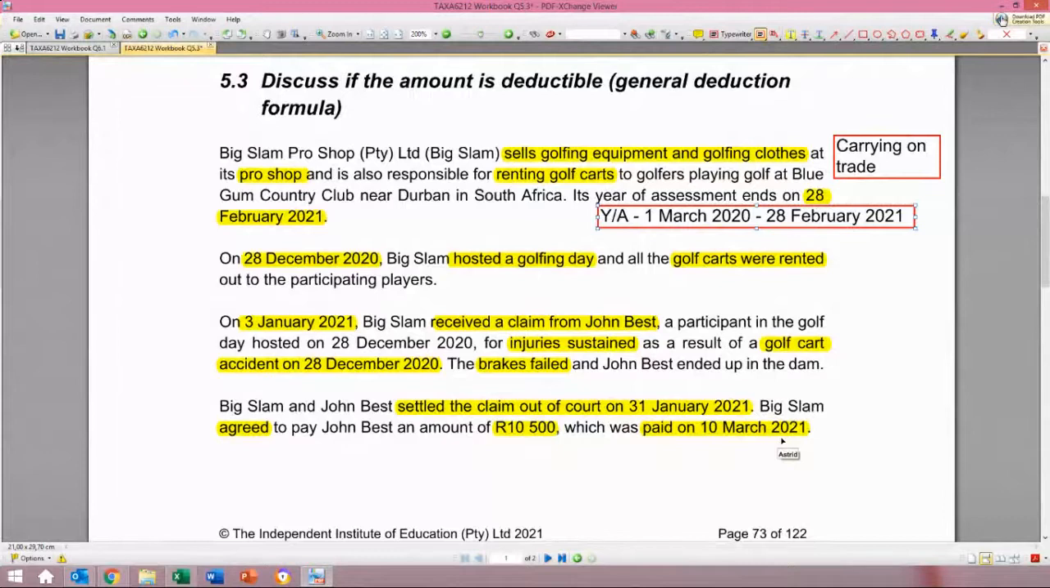Then we have to look at, do we have an expense or loss? Now, we have expenditure here for the claim of 10,500. So we've got an expense that we need to pay here. Then in the production of income. So the question is, was this in the production of income?